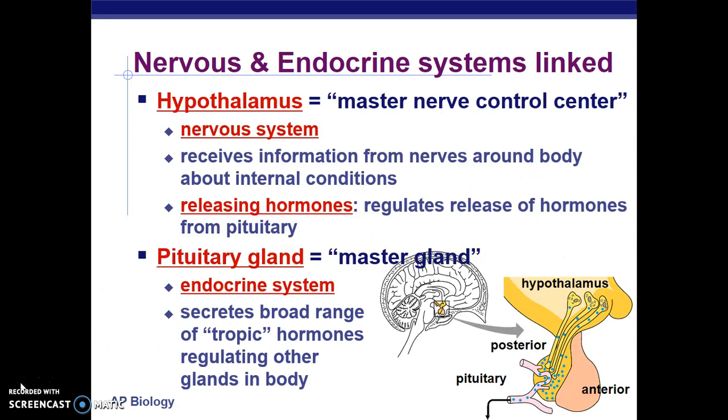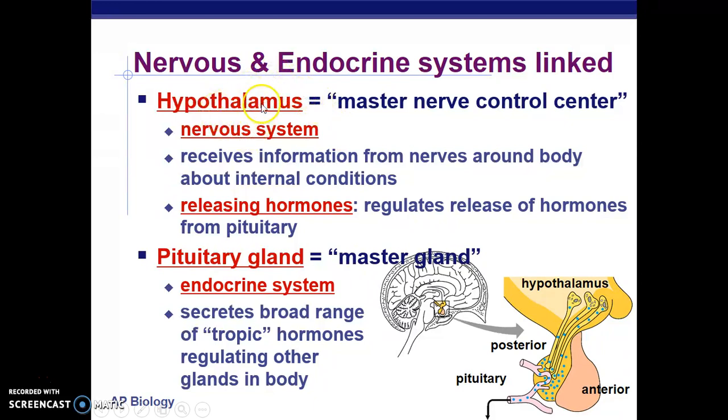So again, this is kind of what we just said in text. So the hypothalamus is the master nerve control center, and it receives lots of information from nerves about internal conditions in the body. The one that we're going to be talking about in this video is temperature, but it also plays a role in pH sensing. There's even some evidence that it plays a role in sugar sensing levels.